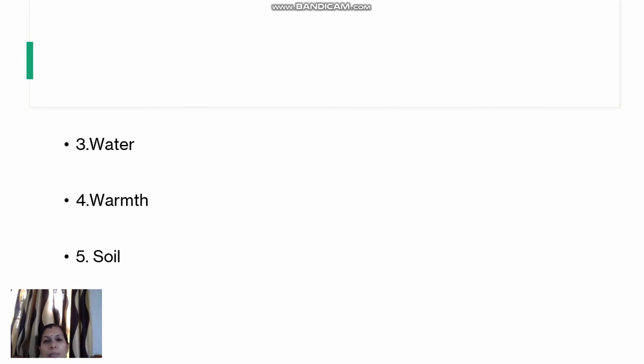Water is an essential component of our diet, so we are requested to have 8 glasses of water per day. At least 2 liters of water per day we have to consume. Then warmth, temperature, is another factor. Only within a proper temperature range can plants and animals grow. Even in polar or desert regions, plants and animals are there, but they have adapted to those particular regions. Normally, the normal temperature is essential for each and every organism.